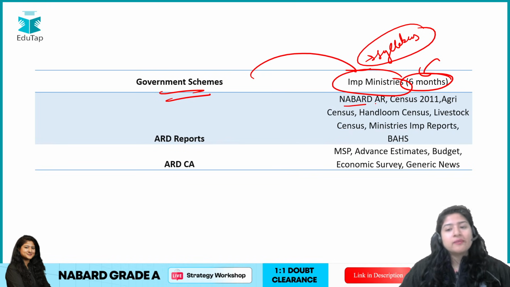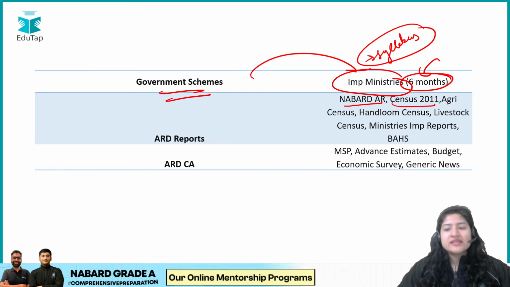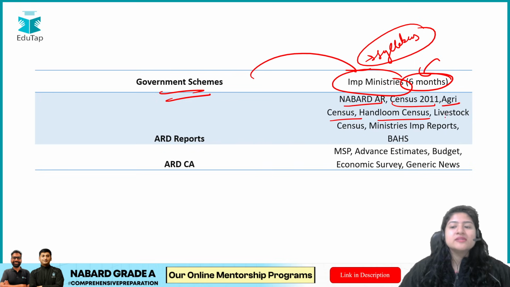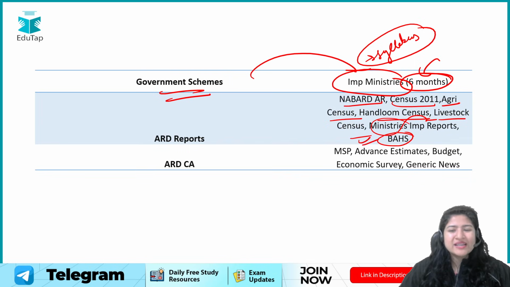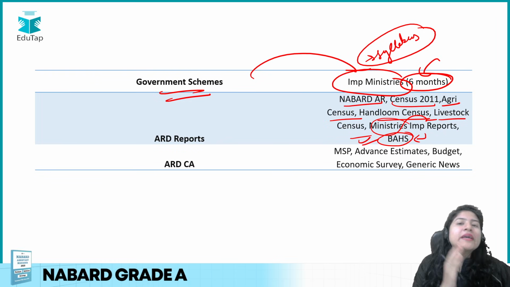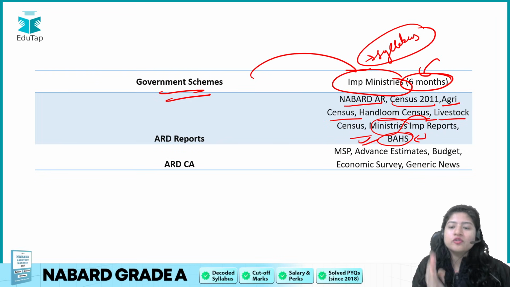Next, in reports, NABARD annual report is very important, along with any other report that has been published: census 2011, agriculture census, handloom census, livestock census, and the ministries' important annual reports. और एक आपकी report होती है, basic animal husbandry statistics. From the last 2-3 years we are observing that there is a question every year coming from it, even if it is just one question. So we would recommend इसको करके जाओ.